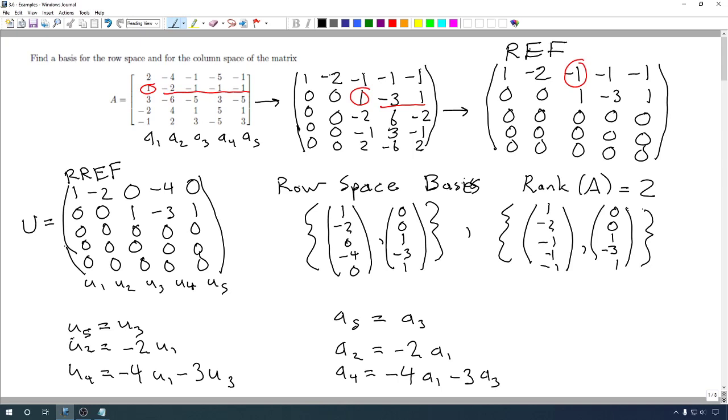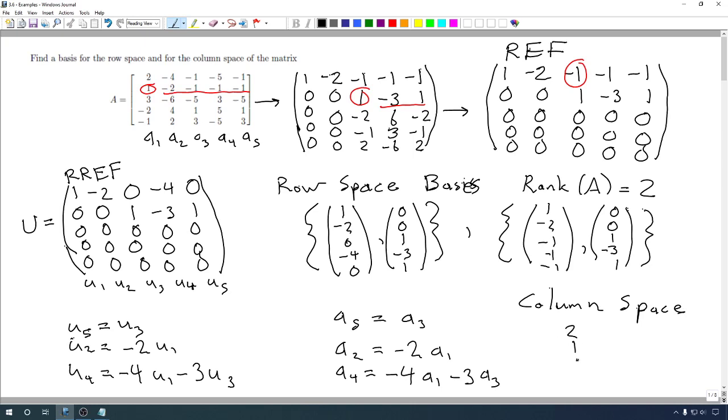They are the same ones as the original matrix. And so if we think about a basis for U, we formed a basis from U1 and U3. It turns out that using A1 and A3 will give us a basis for the column space of A. So let's write that over here. Column space. We can just take A1 and A3.